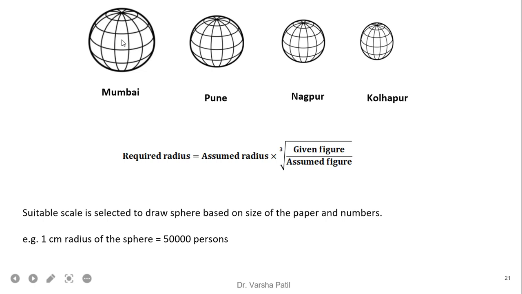Now see, this is the population diagram for different cities. So Mumbai, Pune, Nagpur and Kolhapur, the spheres are shown. In this way you can easily judge that the population of Mumbai is more compared to the other cities.